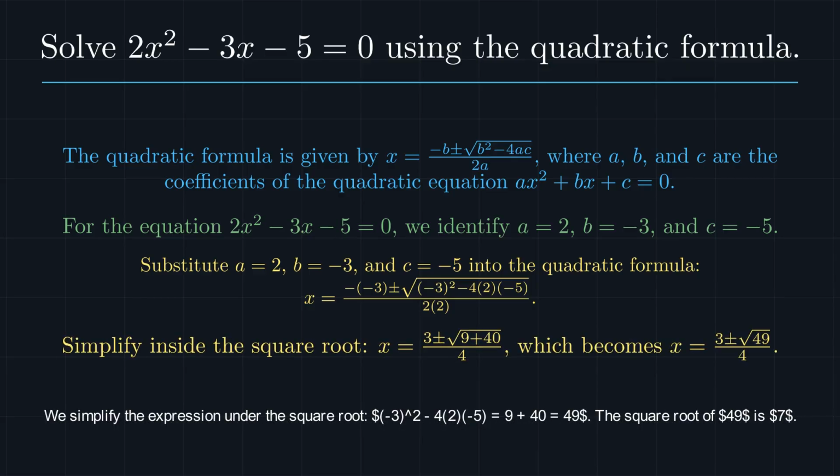We simplify the expression under the square root: (minus 3) squared minus 4 times 2 times (minus 5) equals 9 plus 40 equals 49. The square root of 49 is 7.